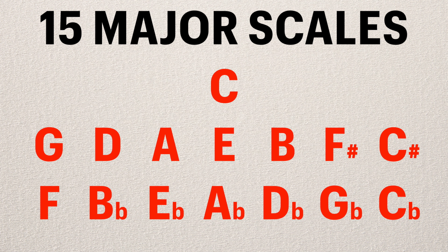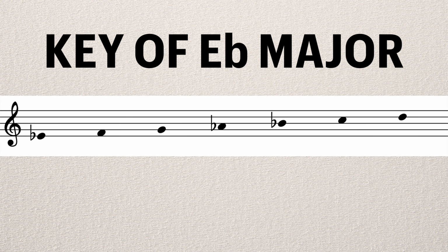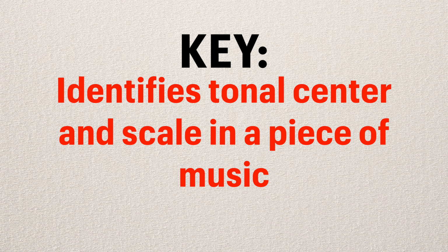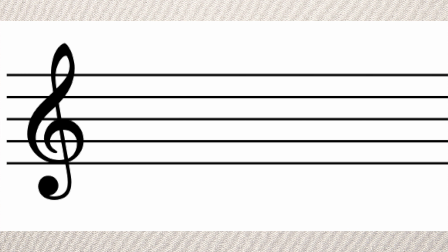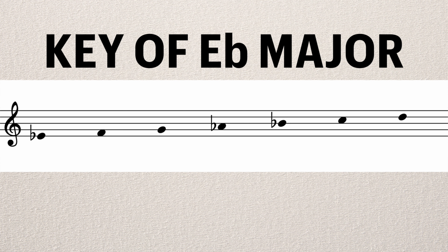Now, when a piece of music is based off of a specific major scale, like E flat major, we would say that it is in the key of E flat major. A key tells us where our tonal center is and what scale we are working with. In standard notation, the amount of sharps or flats in a key is represented right by the clef on the staff. So, sticking with our E flat major example, the notes in this key would be E flat, F, G, A flat, B flat, C, and D, if you abide by all of the rules of the major scale that we talked about so far.